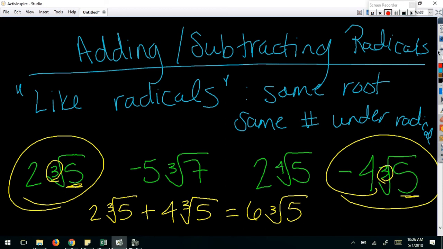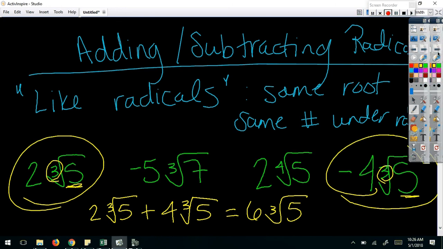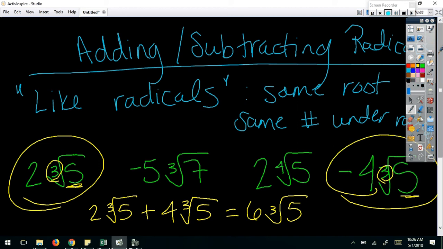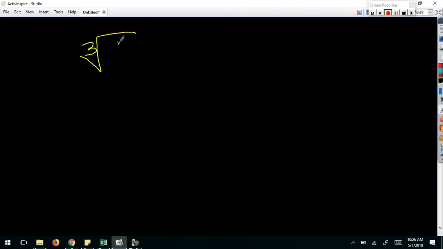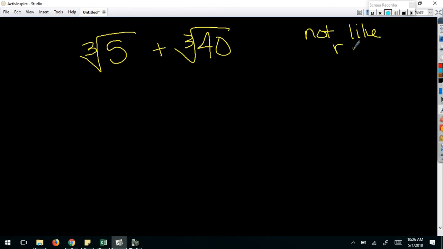All right, now let me show you an example because sometimes you have to manipulate them a little bit so that you can see that they're actually like radicals. If there's nothing in front, then there's an imaginary 1. Let's say I have the cubed root of 5 plus the cubed root of 40. Those are not like radicals, do you agree? The root's the same, but the number under the radical is not the same. So I want to check to see if I can simplify any of them. In other words, break them up.